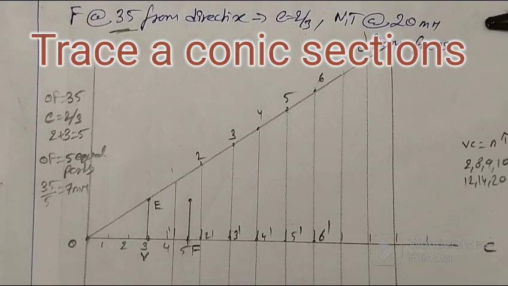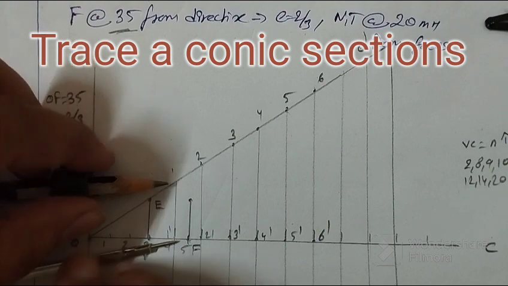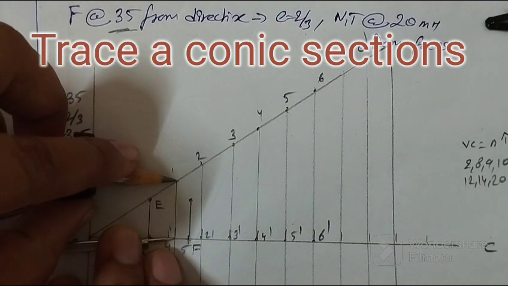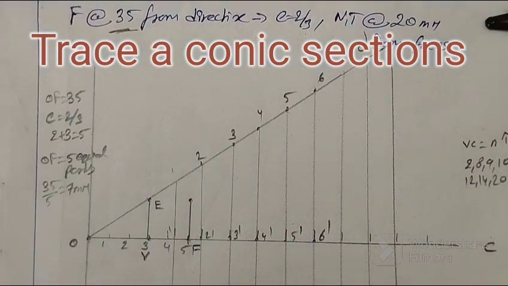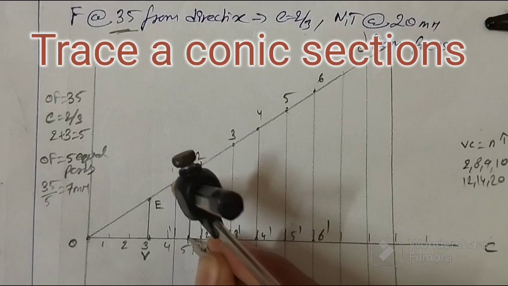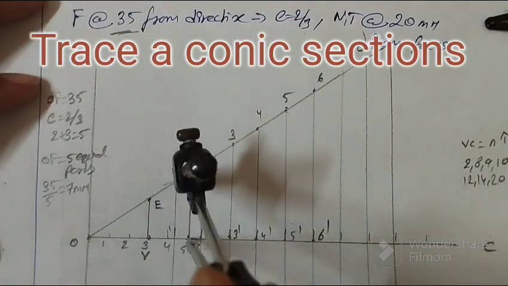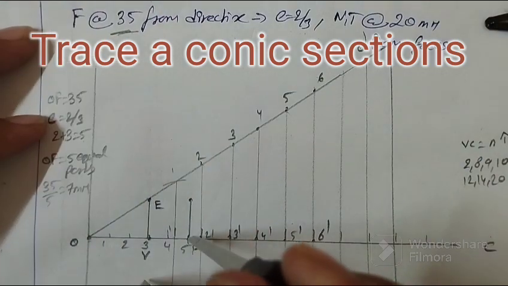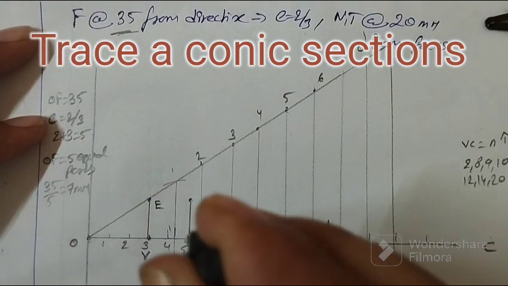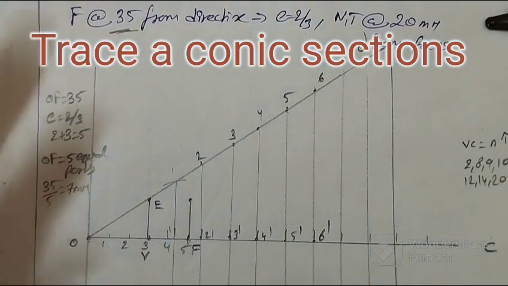Now the last step what you have to do is measure 1 and 1 dash, and with F as center, cut an arc. So here I am cutting an arc. Since I am measuring 1 and 1 dash, I am cutting the arc only on 1 and 1 dash.